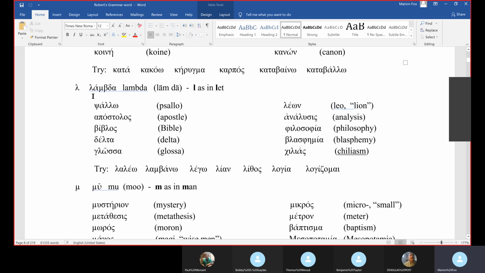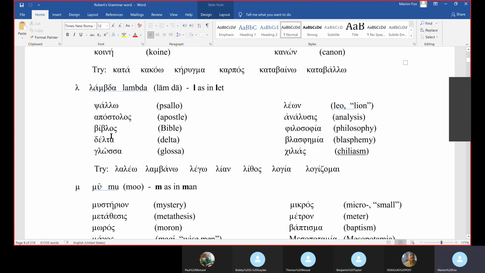Lambda. And this is the L as in lambda. Psallo, we break it apart, 2 syllables. That's I sing. And this should have a smooth breathing on the alpha here. Apostolos, in the word apostle. That's one sent out with authority or with a charge to do something. Biblos, that's the word for book.